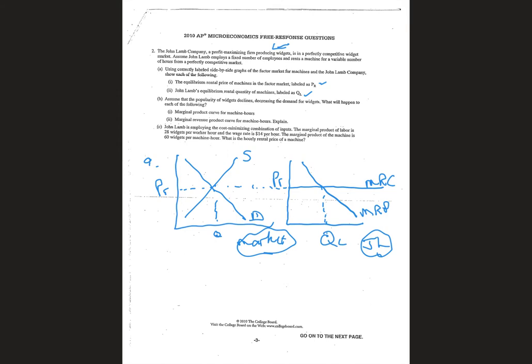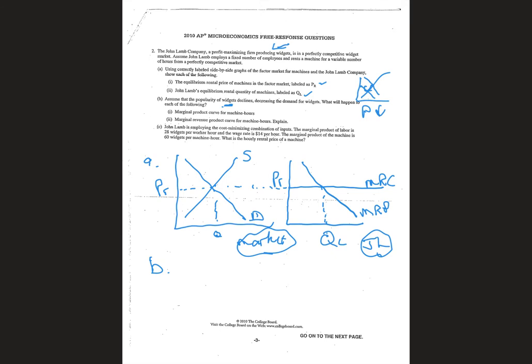If I go to section B, assume the popularity of widgets. Now this is in the product market. This is not the machine that makes widgets. This is the widget itself. Assume the popularity of widgets declines. So if the firm is making widgets, or all of the firms in the market are making widgets, and we see the demand decrease, okay, we know that that would lead to a price decrease. A price decrease is going to have an impact on my firm's factor market because it is derived demand. The demand for this machine is connected to the demand for widgets, okay?